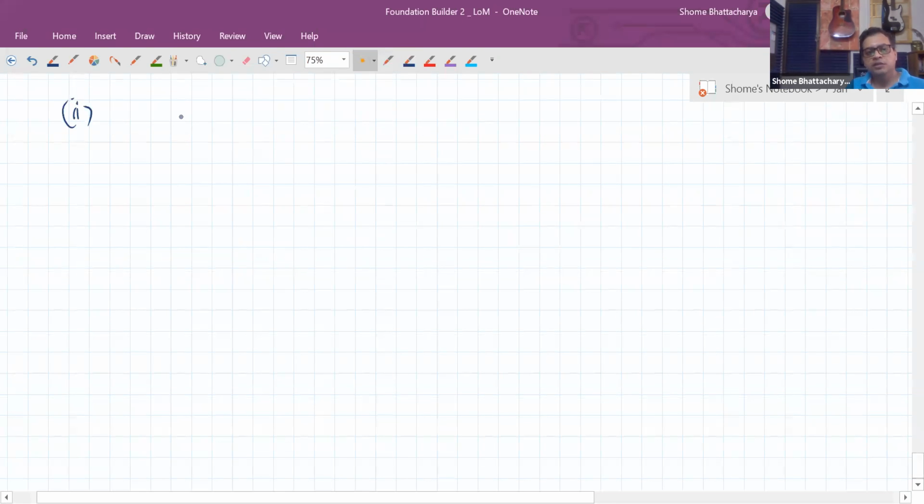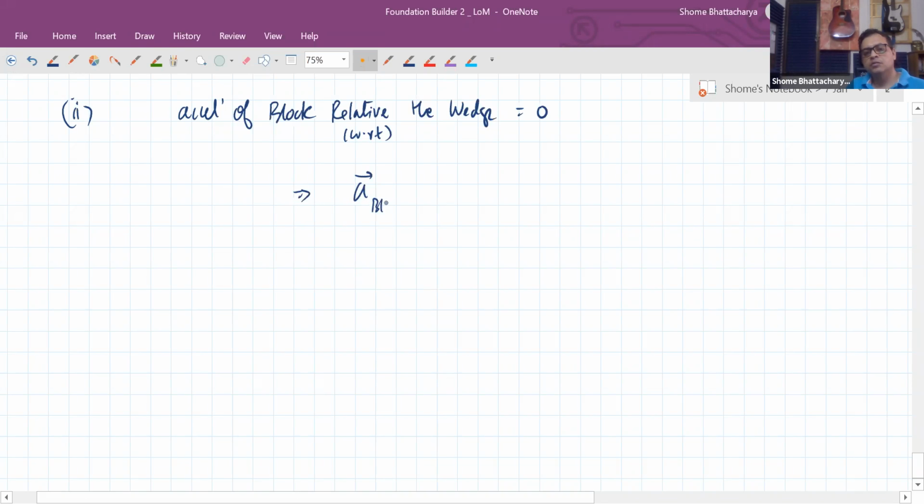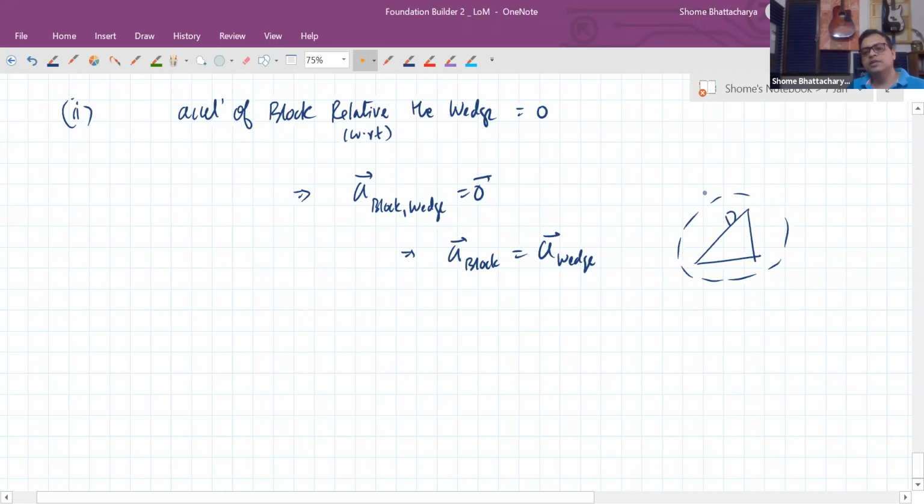Okay. So what we have understood is that the acceleration of the block with respect to the wedge is 0. So that means that in the ground frame, the acceleration of the block is equal to the acceleration of the wedge. They're both moving with the common acceleration. This whole thing is moving with the common acceleration A, like this. Okay.